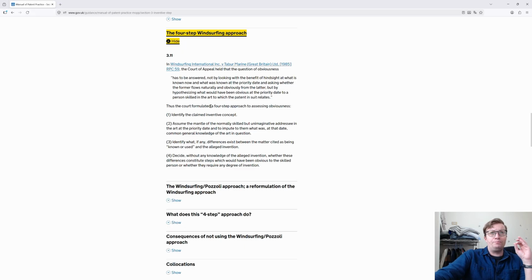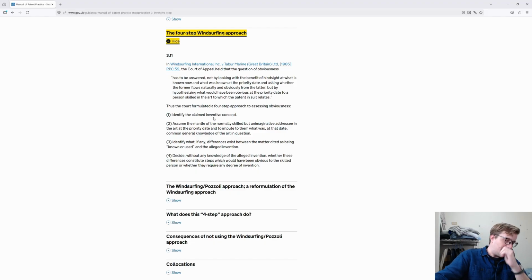So the Windsurfing approach was this. Step one, identify the claimed inventive concept. We'll look at an example of this in a minute, and we'll actually look at the Windsurfing case specifically, and also the Pozzoli case as well. So identify the claimed inventive concept. Then assume the mantle of the normally skilled but unimaginative addressee in the art at the priority date and impute to them what was at that date common general knowledge of the art in question.